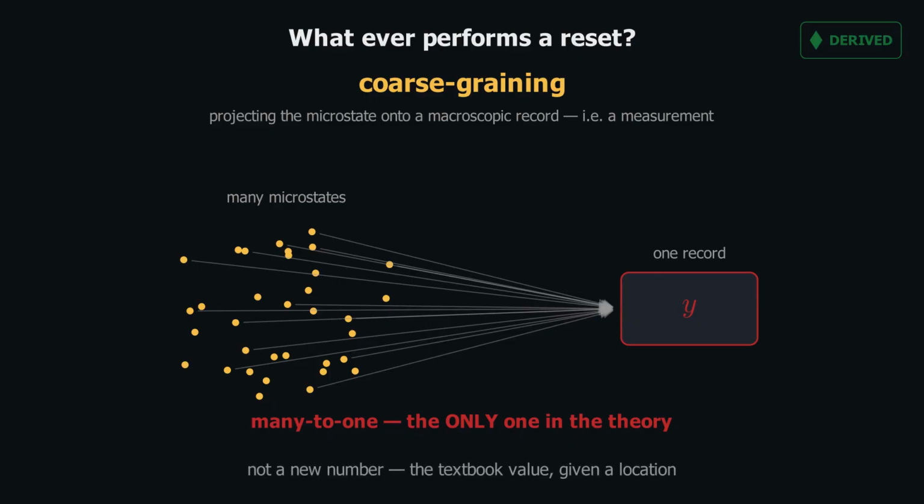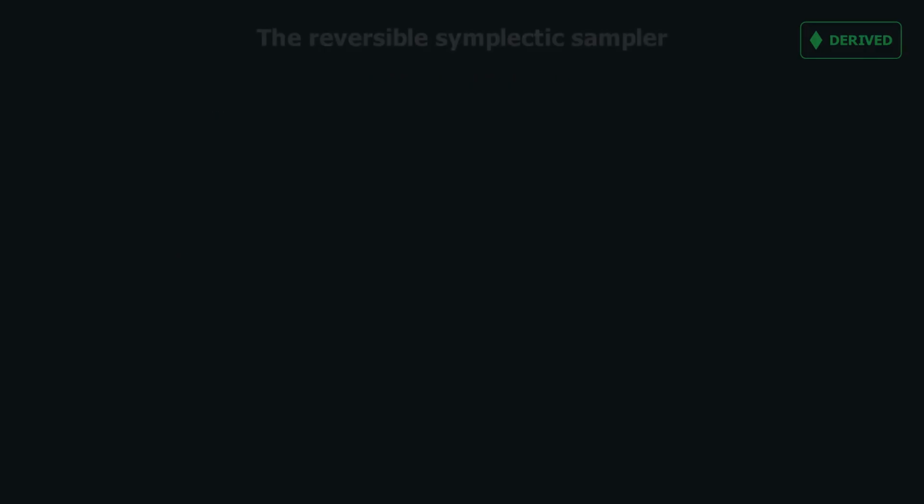Note carefully what is and is not being claimed. This does not predict a new value for that heat. It predicts the textbook value. What it adds is where the value applies, at the coarse grain, and nowhere else. And this is the bridge the chapter was built to lay.